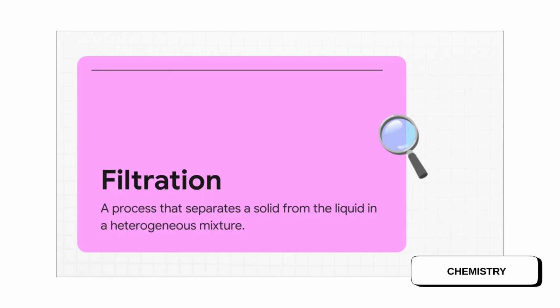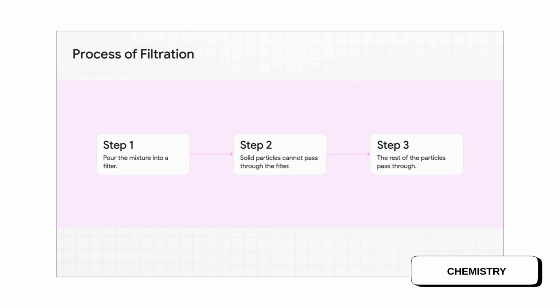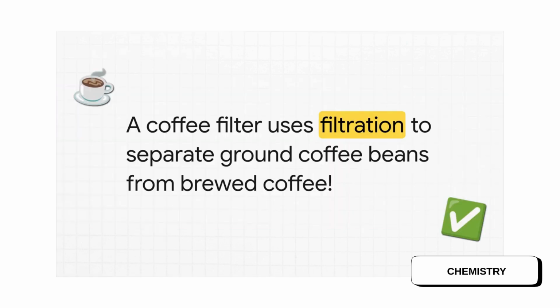Okay, so our first separation method is called filtration. And pay really close attention here. It's a process that separates a solid from a liquid in a heterogeneous mixture. See how it's all starting to connect? And the process itself is actually incredibly simple. You just pour your mixture through some kind of filter that has teeny tiny holes in it. The liquid can pass right through those holes, no problem, but the solid particles, they're too big. They get trapped.